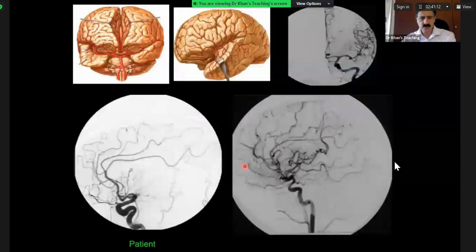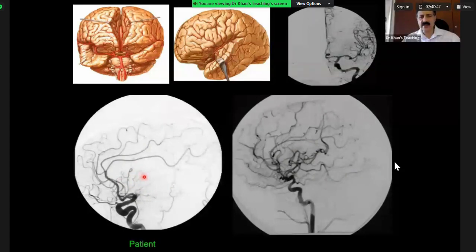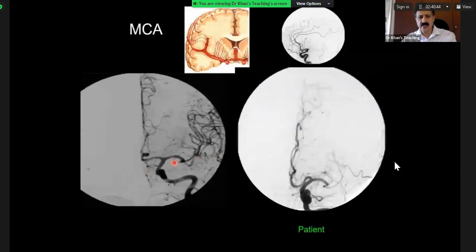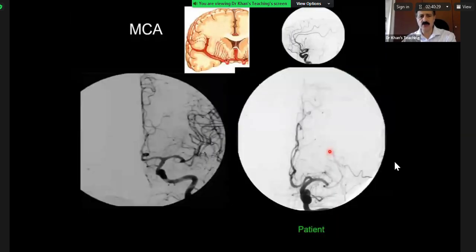Now, this is your case, and this is the normal. Once your eyes are developed, then you can see. Look at this. Everything is missing. Agree? Yes. So everything is missing. And actually, what has happened? If you see the AP view, there is a complete block here of the M1 segment. So from there onwards, all of this is not visible. So this was complete occlusion of the MCA.